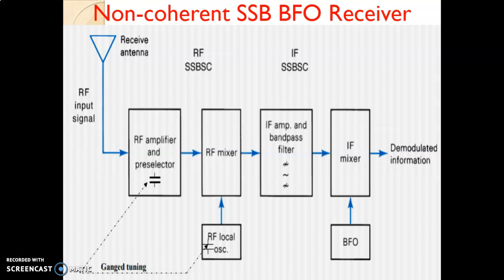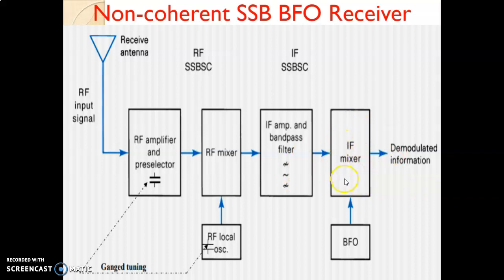So if you want to see the working of the mixer, just refer to the video of the superheterodyne radio receiver. There, with an example, the working of the mixer is explained. The output of the mixer will be the intermediate frequency, and that intermediate frequency is given to the IF amplifier, band pass filter. Followed by that, you will have another IF mixer.